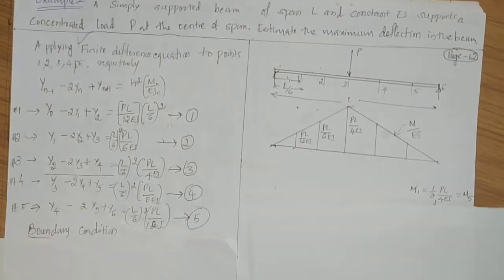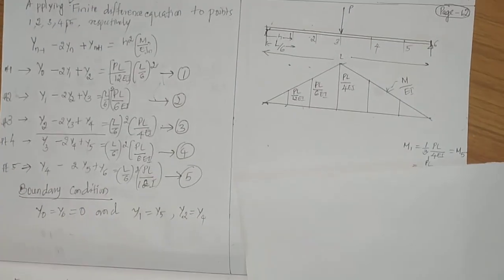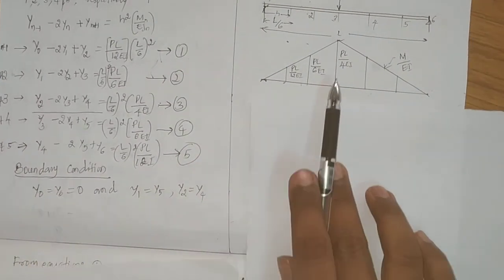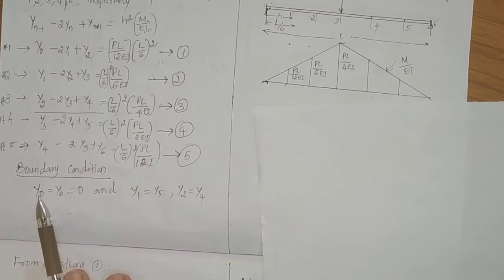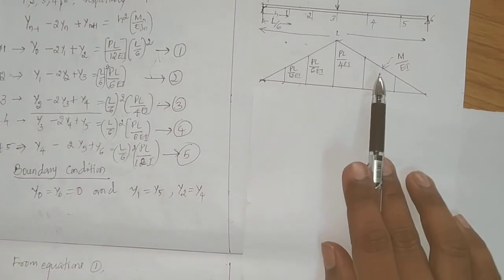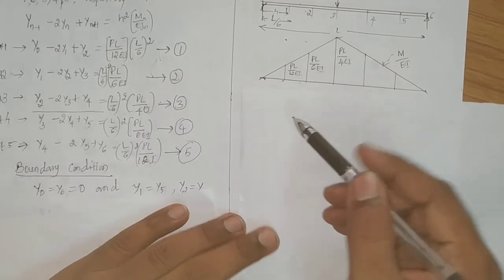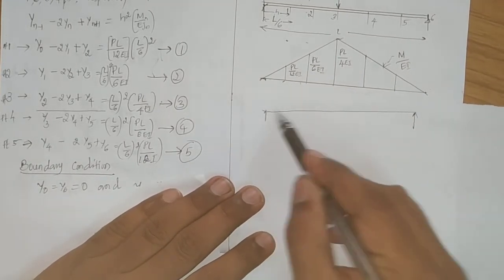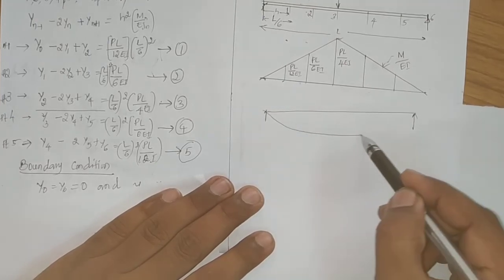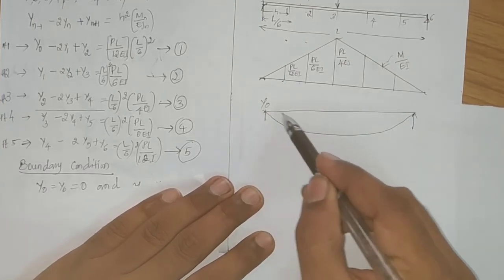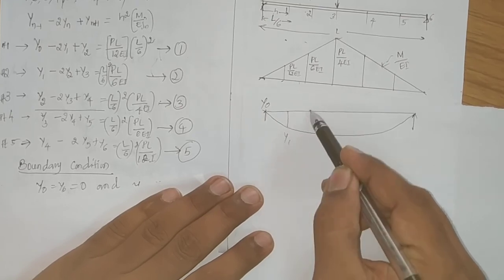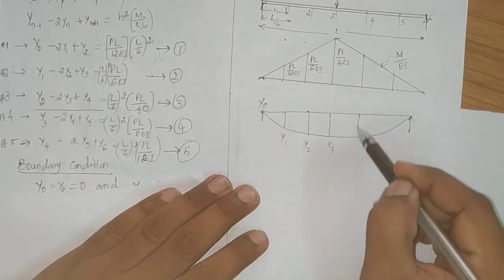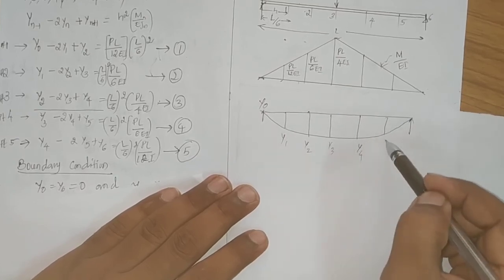Now after obtaining these equations, let us apply the boundary conditions. What are the boundary conditions? The boundary conditions are given by the deflection. In case of a simply supported beam with the point load at center, the deflection diagram looks like this, and this is y0, y1, y2, and here y3, y4 and y5.